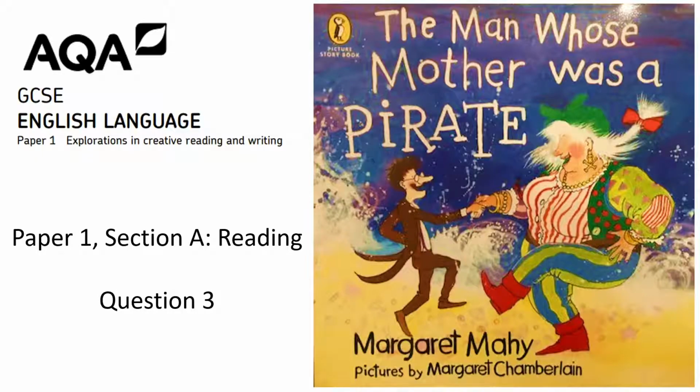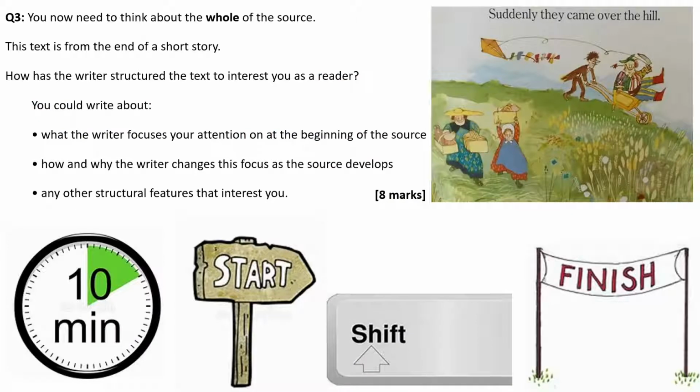Okay, so let's start looking then at question 3. You now need to think about the whole of the source. So unlike the other questions, we're now looking at the whole extract that you've been given. This text is from the end of a short story. That might not be the case in your exam, and certainly if you start looking through past papers, then sometimes they come from the middle of a story, sometimes they come from the beginning, sometimes it's not a short story, it's from a novel. Here's the question.